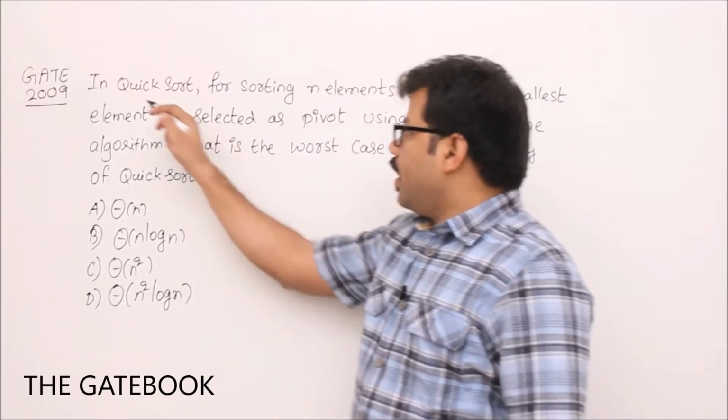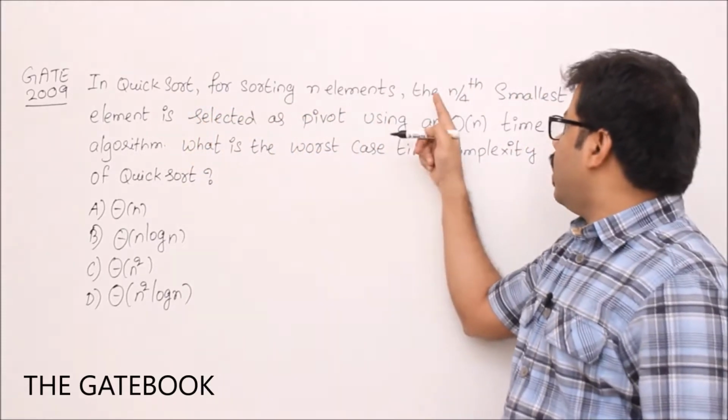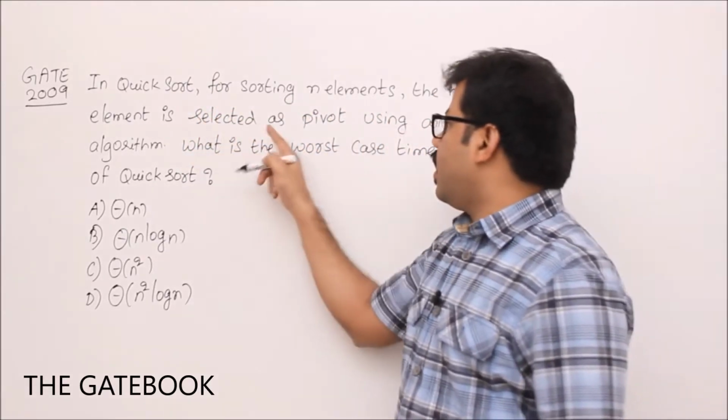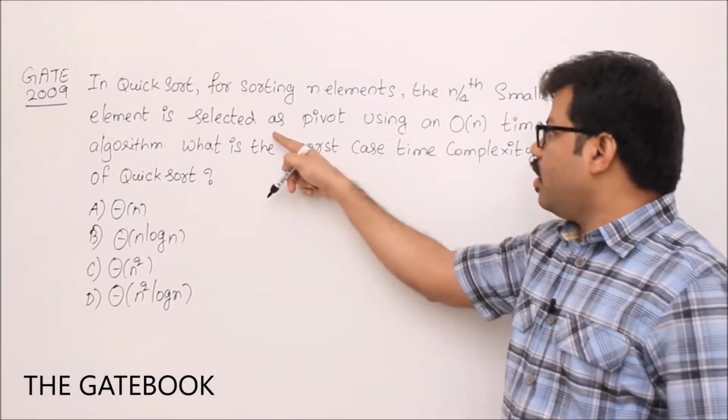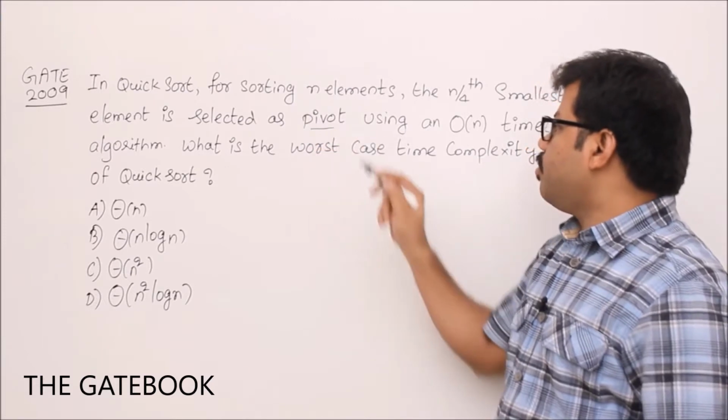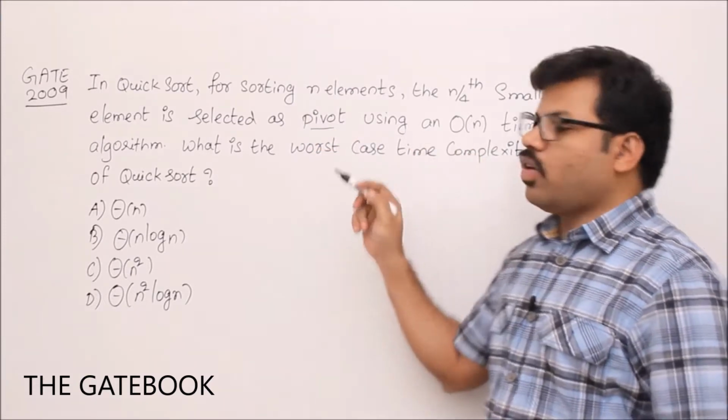One more problem. In quicksort, for sorting n elements, the n by 4th smallest element is selected as pivot. Okay. So somehow they are finding the n by 4th smallest element and fixing it as a pivot using an order of n time algorithm.